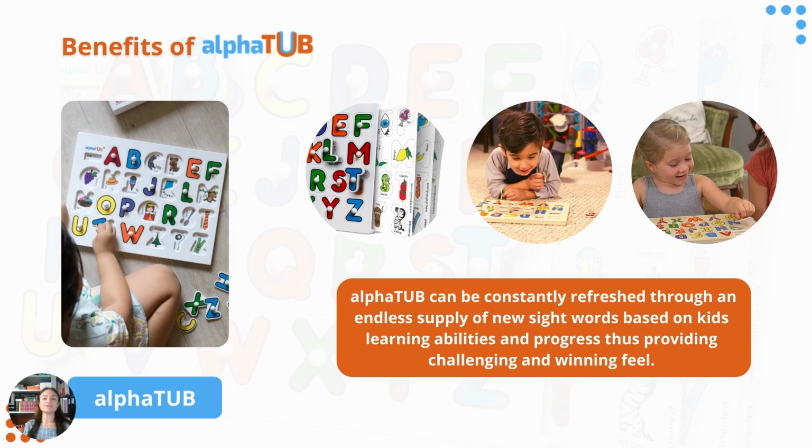alphaTUB is a physical device that is revolutionizing the way teachers are teaching young children across the globe. alphaTUB can be constantly refreshed through an endless supply of new sight words based on kids' learning abilities and progress, thus providing a challenging and winning feeling. Let's watch this quick video to understand how you can use the alphaTUB board at home as well as in the school.